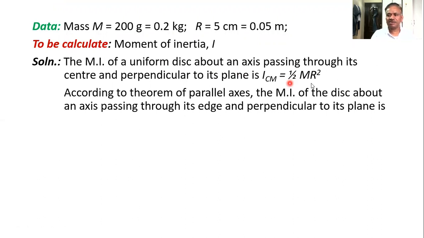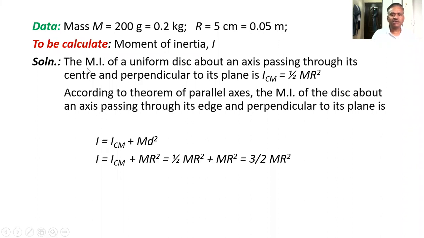But we can write directly also. We can write here. This one, how much is it? 3 by 2 m r square. Already I told you that is the formula. In the examination, no need to write all these steps. No need to write. But just for your reference purpose, I've written here. This is 3 by 2 m r square.